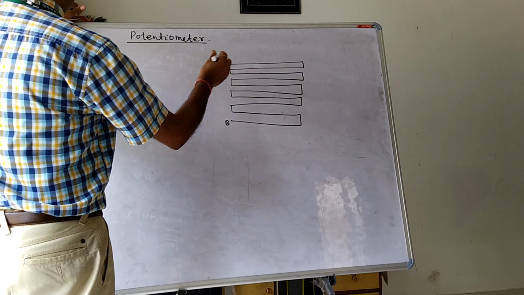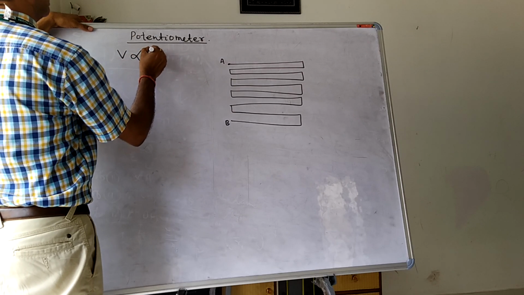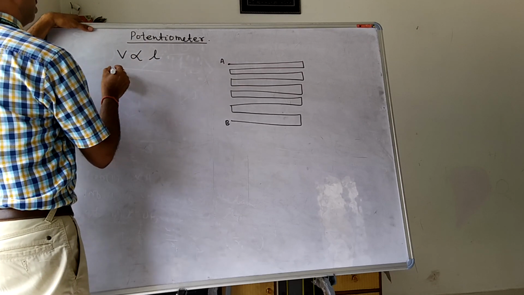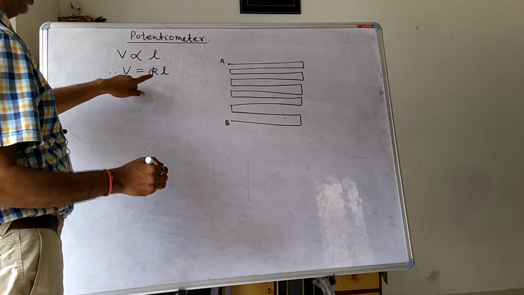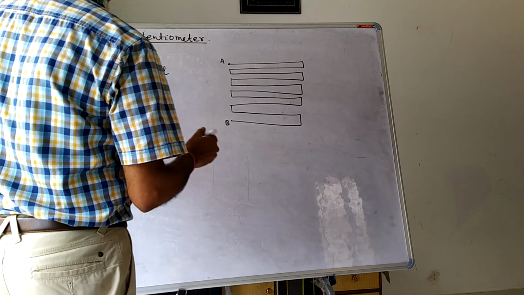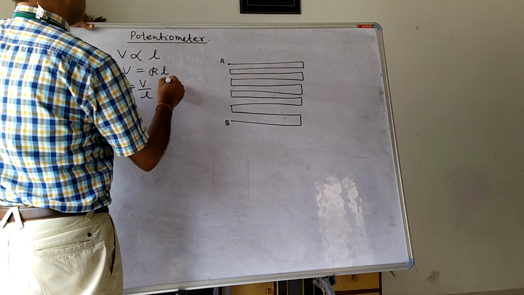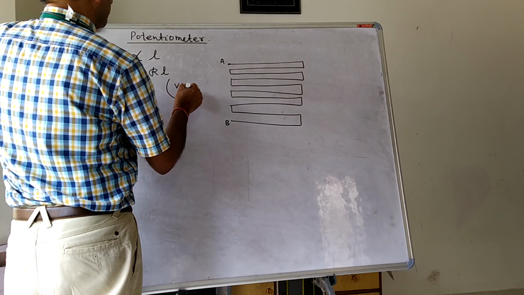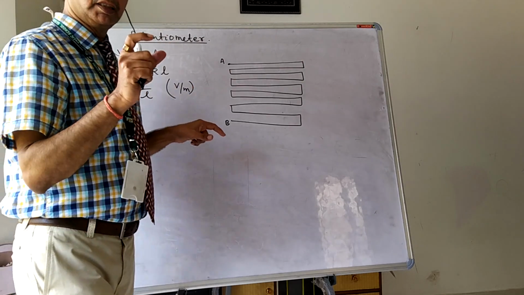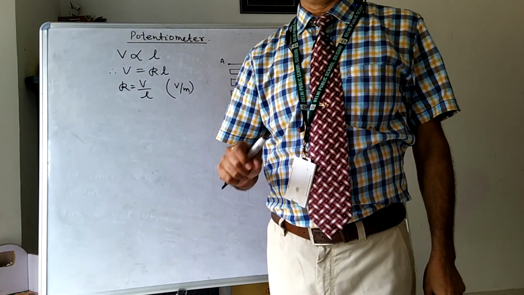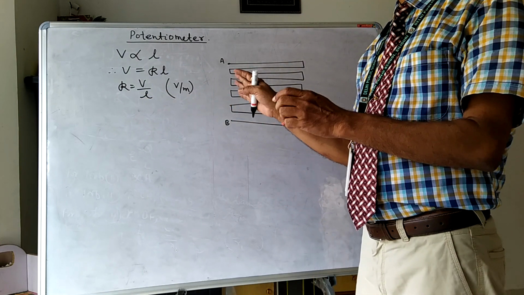That is, if the length of the wire is L, then the potential drop V will be directly proportional to the length of the wire. Therefore, V equals constant K into L. What is K? K is called the potential gradient. So K equals V by L, that is volt per meter. The potential gradient determines the sensitivity of the potentiometer.